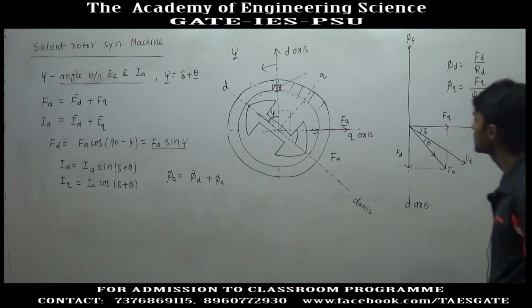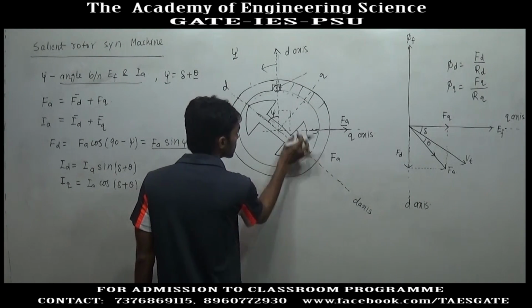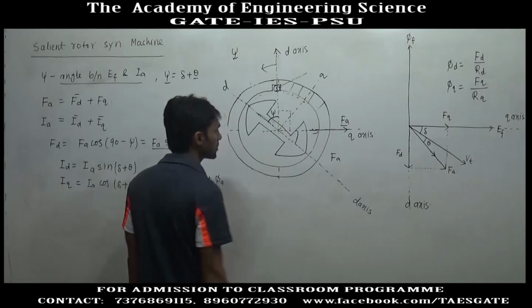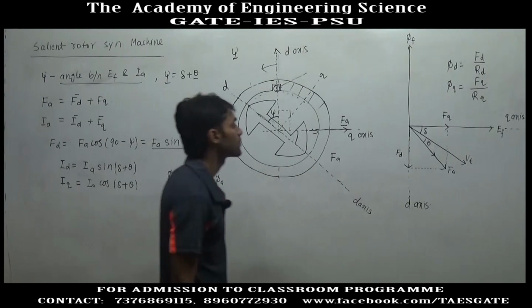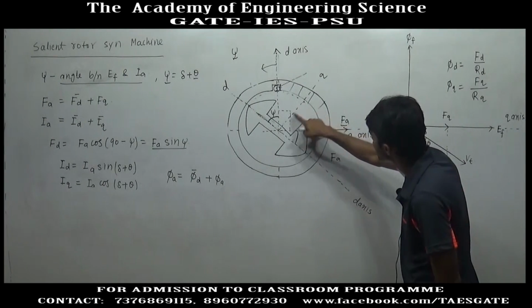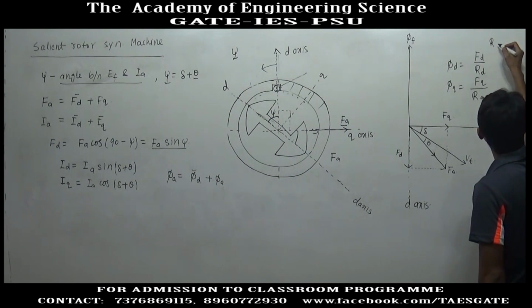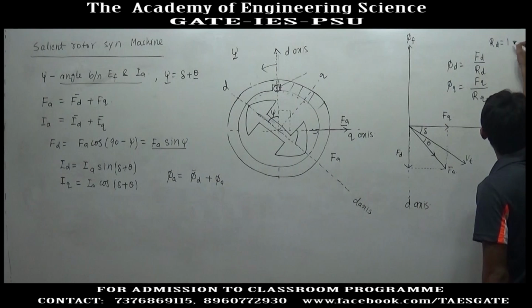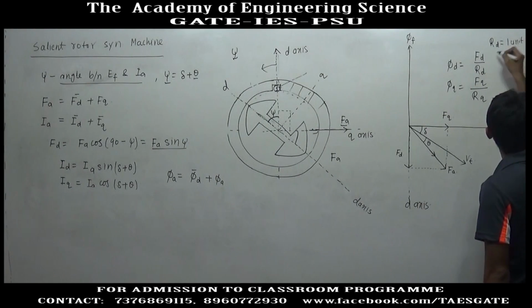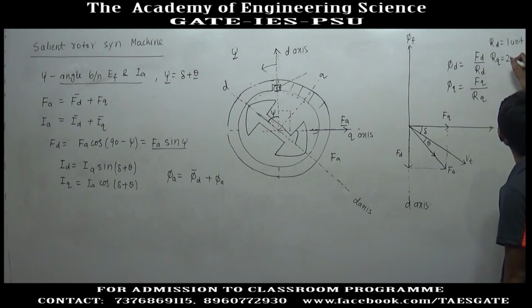Now, we know that the air gap along Q axis is much more as compared to air gap along D axis. So, if air gap is high, reluctance will be high. Let us say the reluctance along D axis is equal to 1 unit. So, obviously reluctance along Q axis will be much more than 1 unit. Let us say it is 2 units.